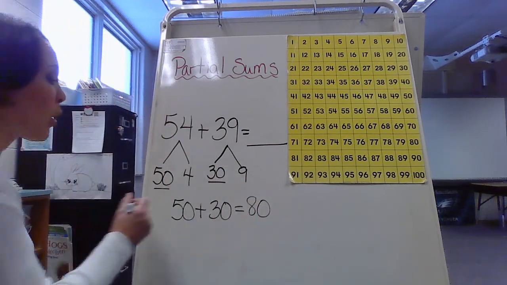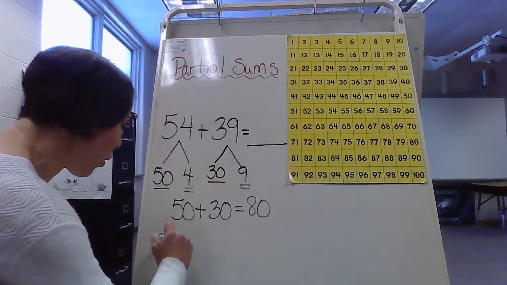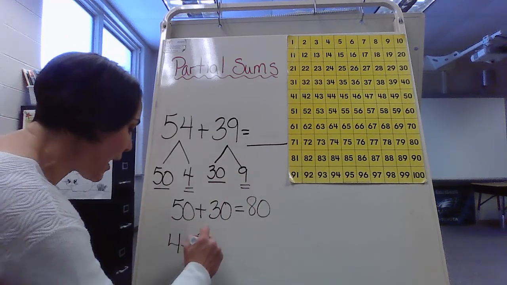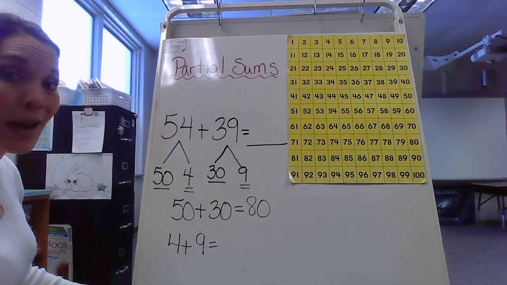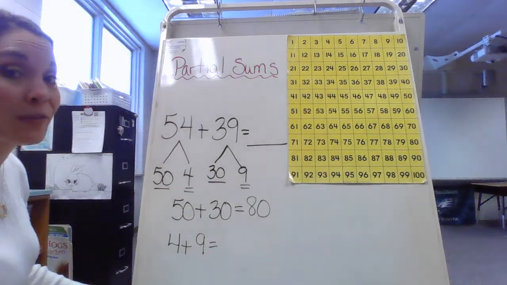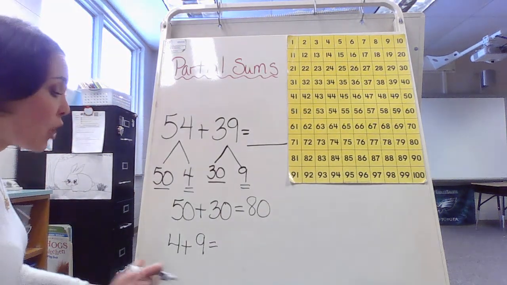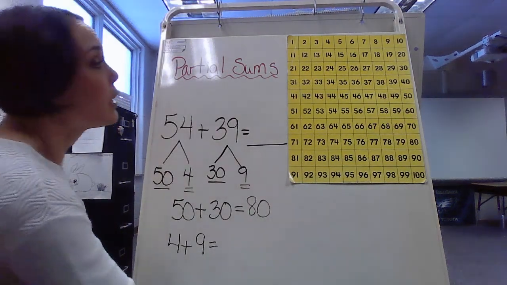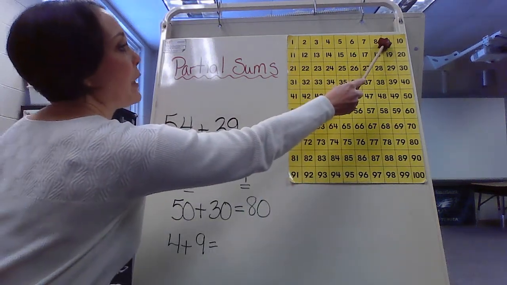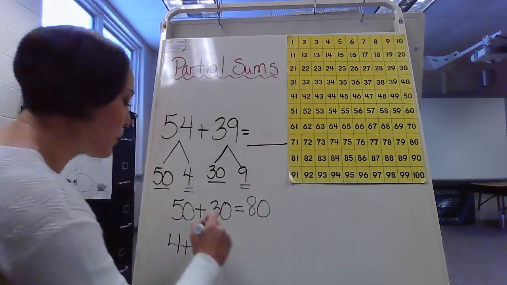So now I want to go ahead and add my ones, which is now 4 plus 9. This is not necessarily a near doubles, but it definitely is a basic fact that second grade does need to master. So 9 and 4 more gives you 13. Let's double check. 9 and 1, 2, 3, 4. Yep, there's our 13.